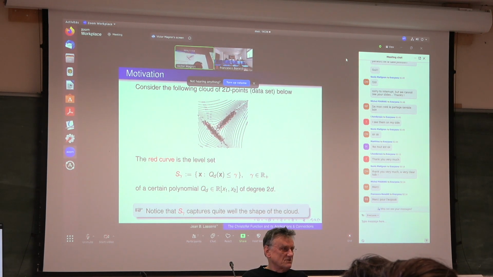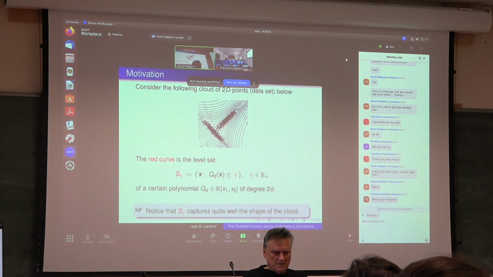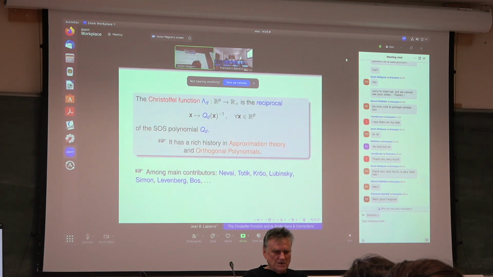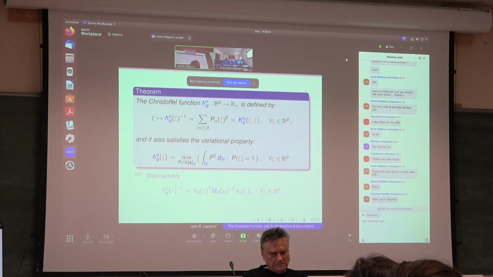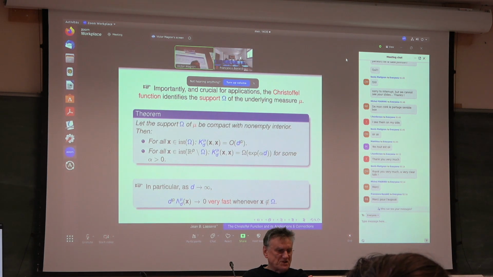That's all. So you see how this simple property, this dichotomy property of the behavior of the Christoffel function, depending on whether you are inside or outside, explains why this red curve identifies somehow the boundary of your set. Not exactly, but roughly speaking, basically yes. Okay? Simple idea, simple tool to use, rich theory behind. So it's a nice property, of course.